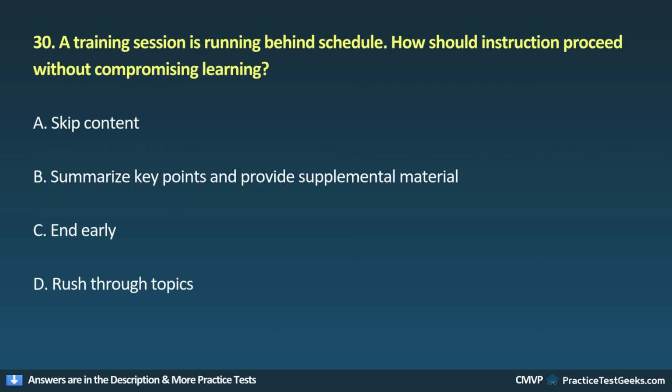30. A training session is running behind schedule. How should instruction proceed without compromising learning? A. Skip content. B. Summarize key points and provide supplemental material. C. End early. D. Rush through topics.